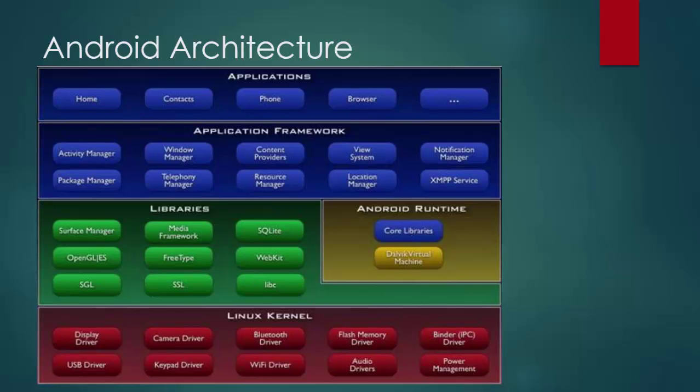It also contains an Android runtime system. The Android runtime system consists of two parts. One is the core libraries, the basic core Java libraries, for example java.util and other basic libraries which you would use in a normal Java program. And it also contains a Dalvik virtual machine.